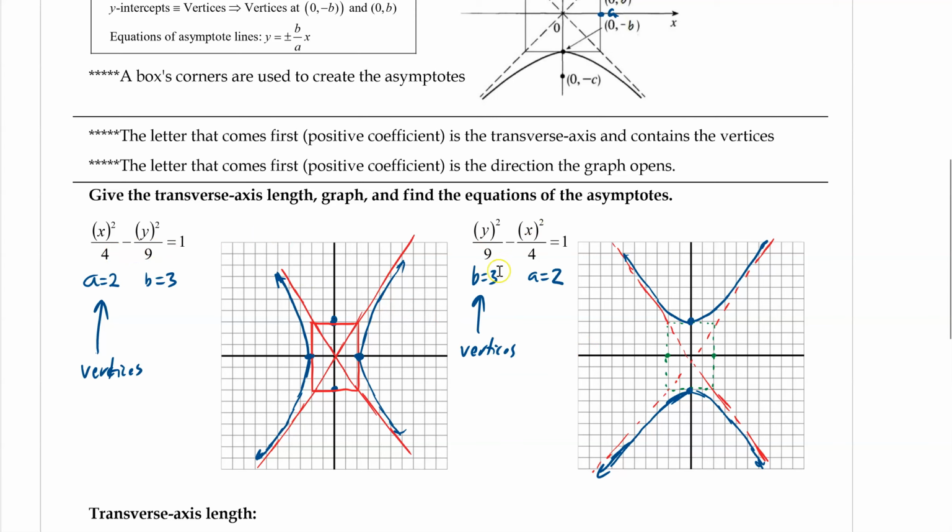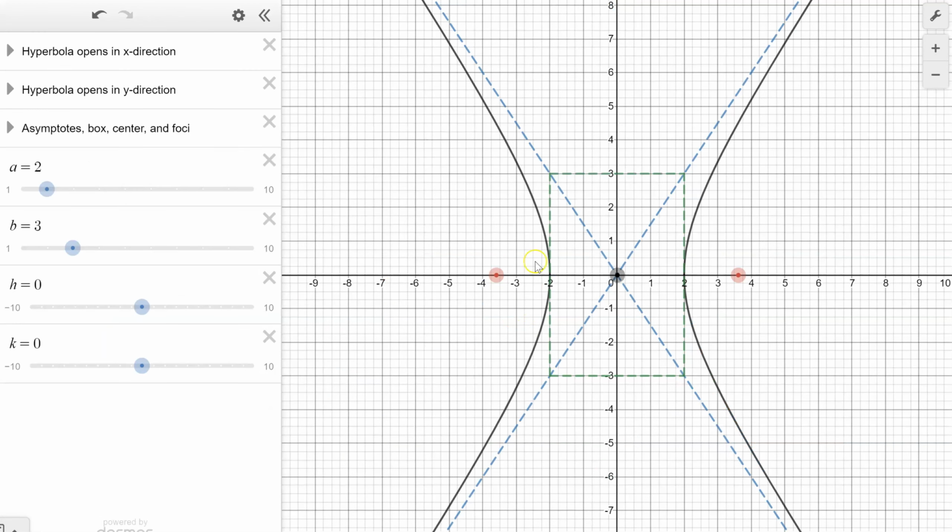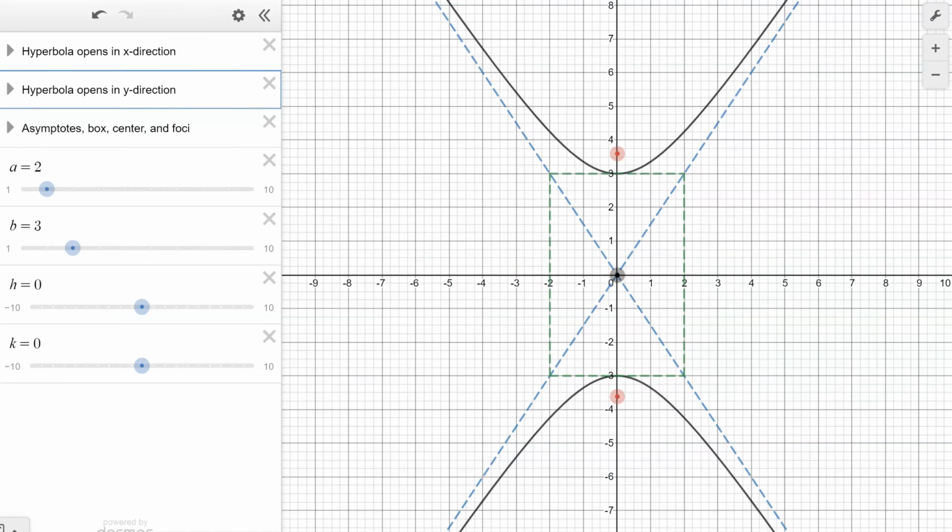So here the y squared is positive, so it opens in the y. Here the x squared is positive, so it opens in the x. And that's it. So this one, the x is positive, and this one the y is positive.